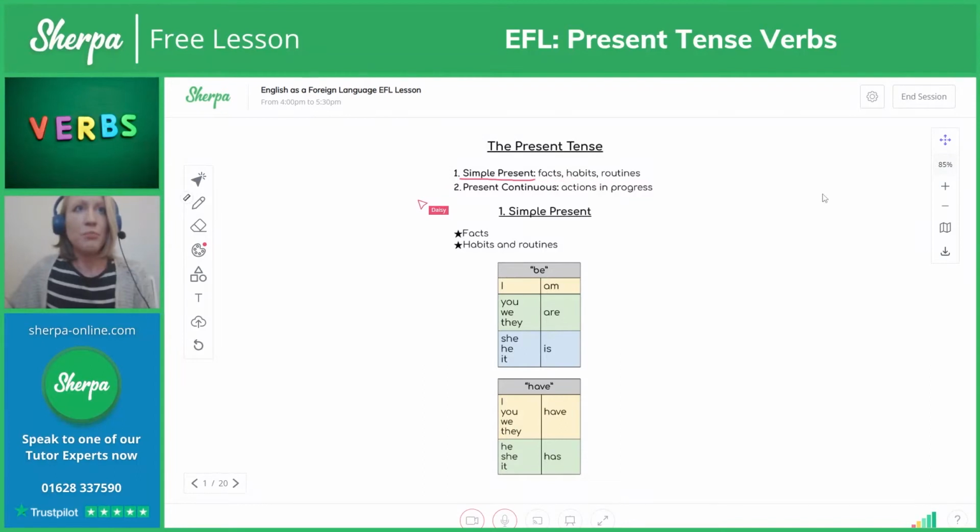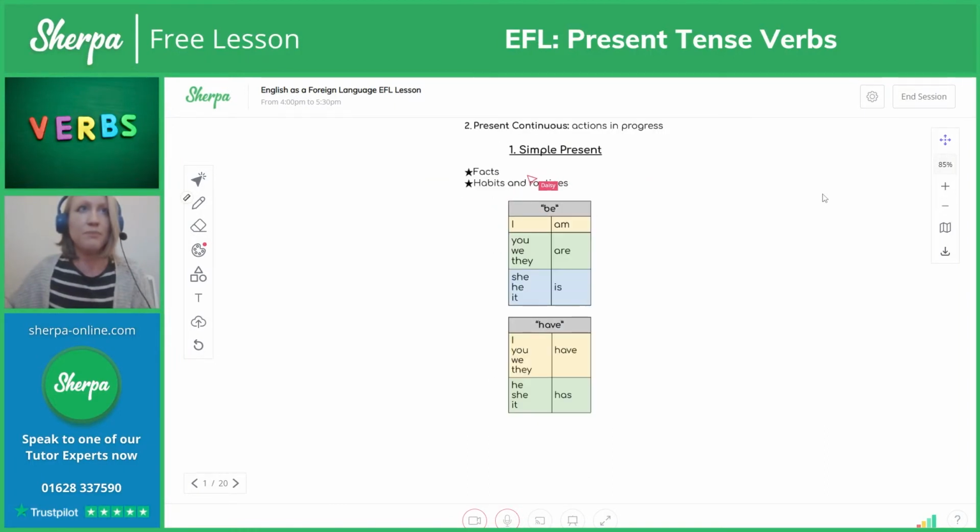We also use the present continuous tense, another kind of present tense, and we use that to talk about actions in progress, things that are happening now at the present time. So, two types of present tense. Let's look at the simple present first.